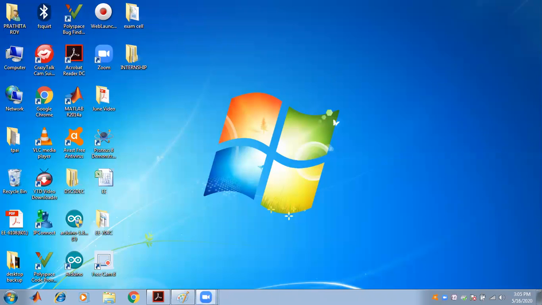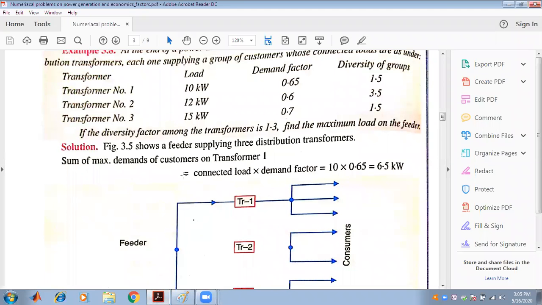So today we will see how those factors affect the system, means how we can easily go to the solution. Today our topic is numerical problems related to economic power generation. So let us start with the problem.